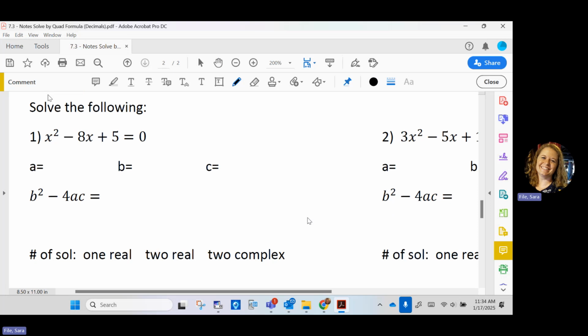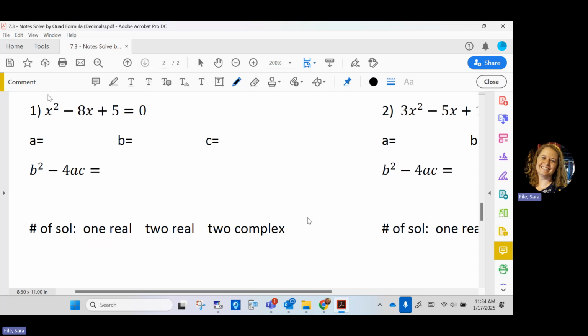In this first example, I need to identify a, b, and c. Those are the numbers again. So a does not have a coefficient in front of it, so it's what? An understood 1. If there's not a coefficient in front of the variable, it's understood to be a 1. So a is 1. In front of the x is -8, so that's my b. And then my constant is +5.